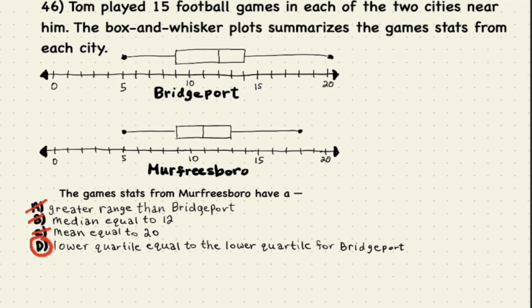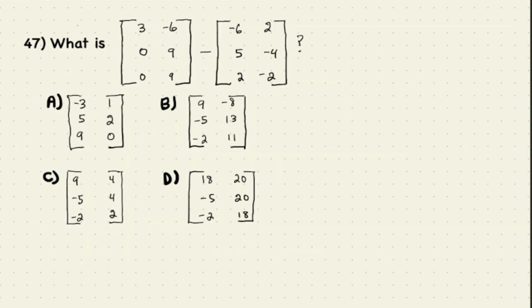Okay, so let's go ahead and move on to number 47. Number 47, so we need to subtract the values of these two matrices. Okay, so what is the value of these two matrices that are being subtracted? So we have minus right here, which is telling us that they are being subtracted. So let's go ahead and do that. So we have 3 minus negative 6. So 3 minus negative 6.